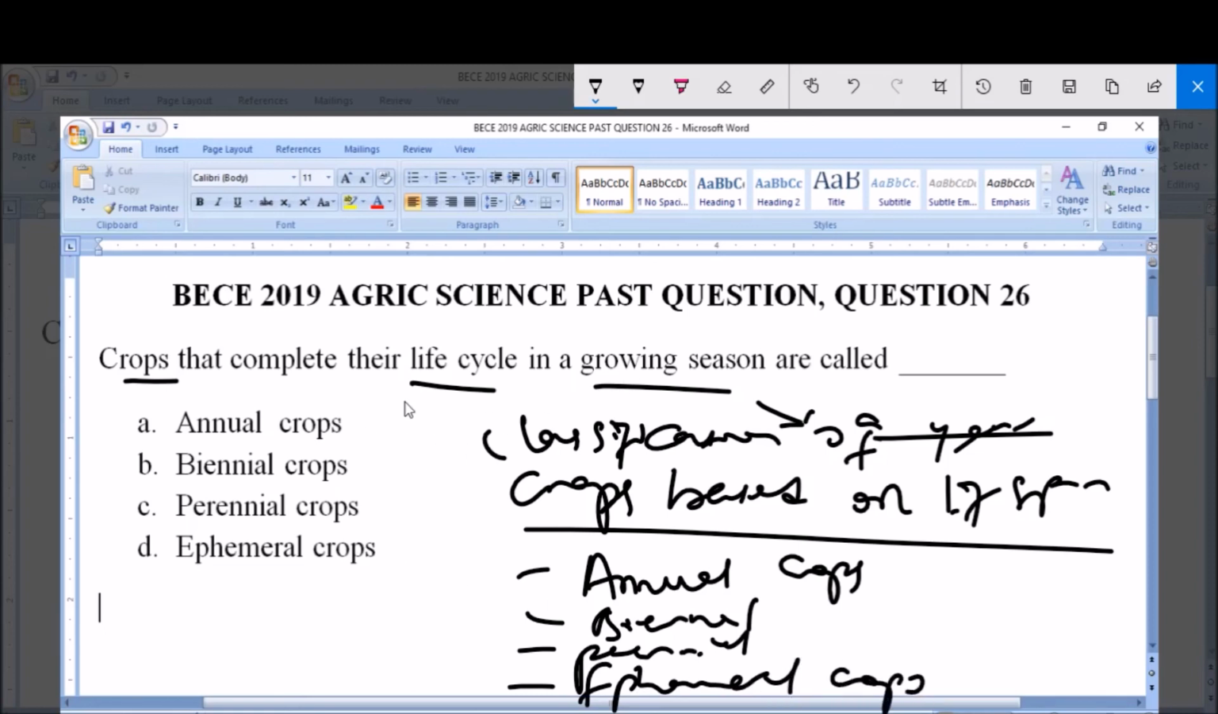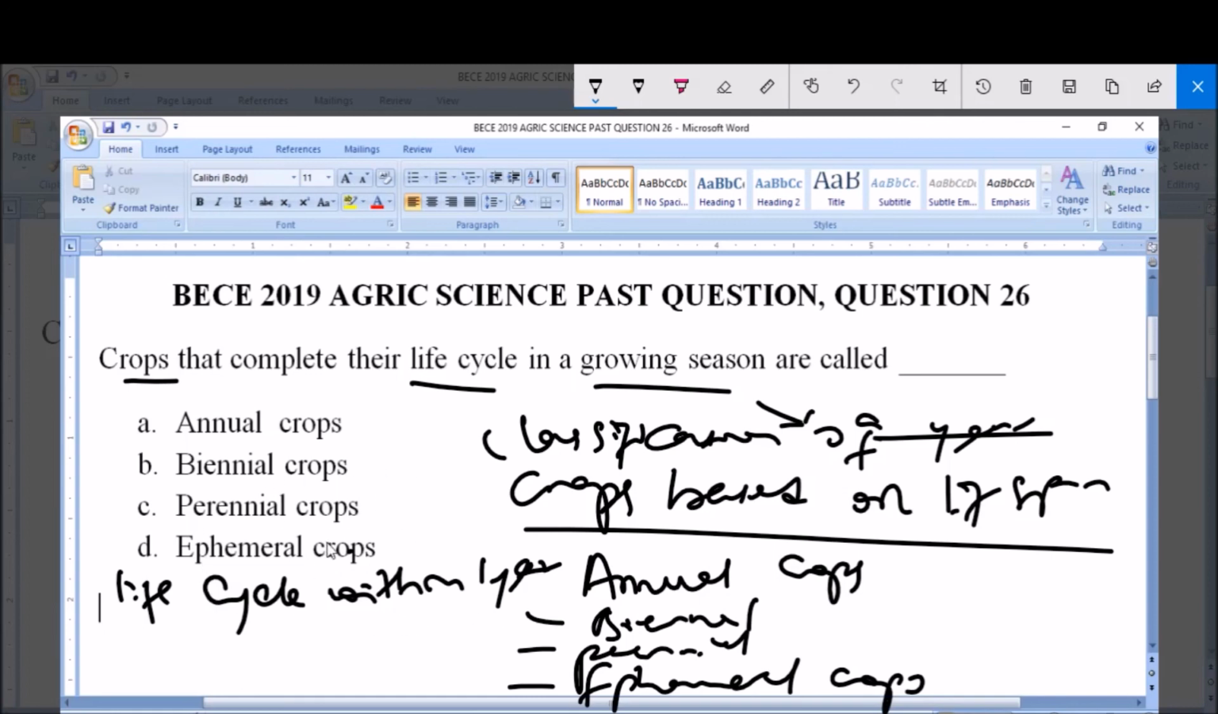Now A here says what? Annual crops. Annual crops are simply crops that complete their life cycle within 1 year. That's for annual crops, meaning that these crops germinate, grow to maturity, produce flowers, seeds, and then die within a year. So their life cycle is just within a year, and that's why we call them the annual crops.